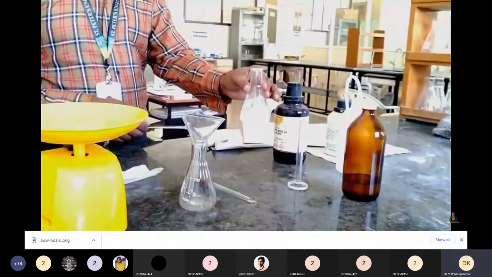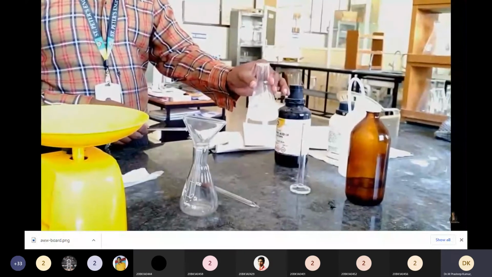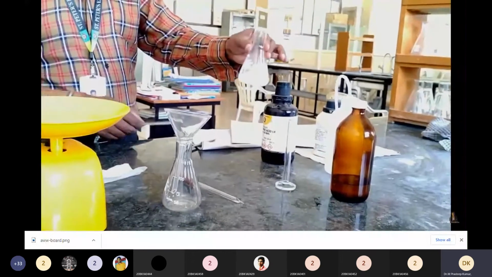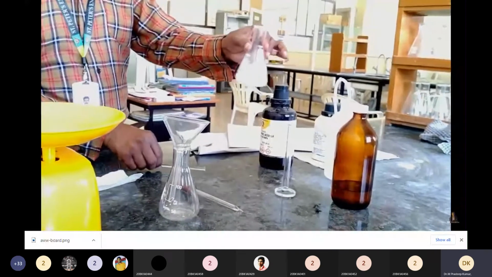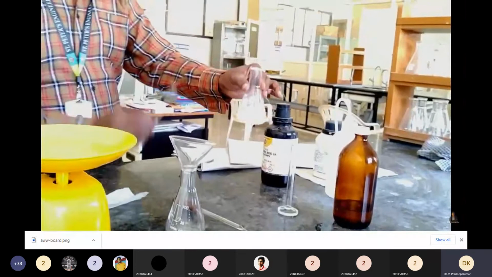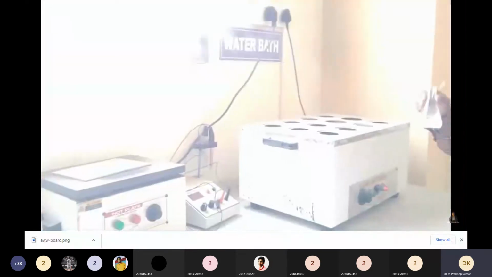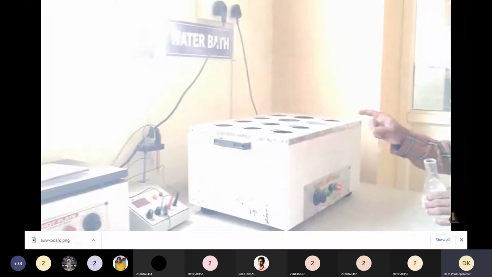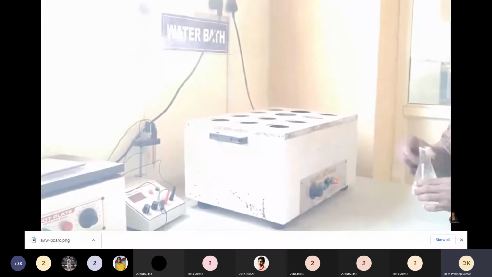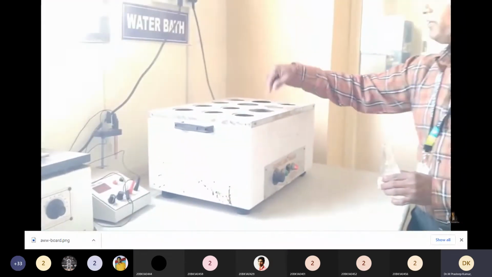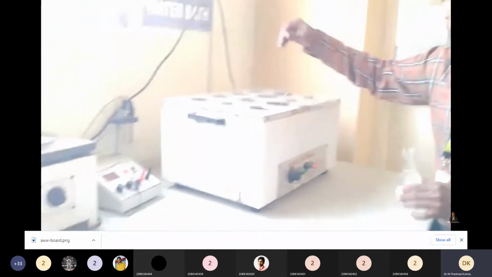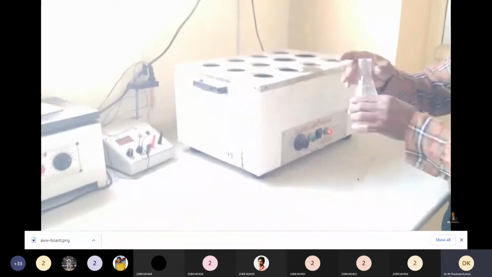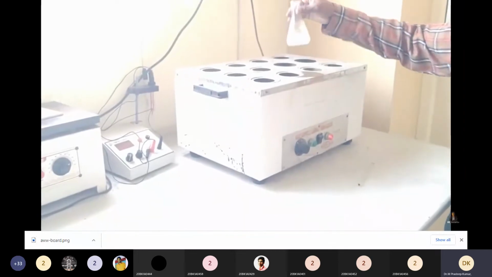So now we can gently heat the flask on a boiling water bath for 10 minutes. So this is the water bath. Before doing the experiment, you have to switch it on and it should be at 100 degrees centigrade, a very hot condition. This is the hot water. Now keep the mixture of compounds there for 10 minutes.